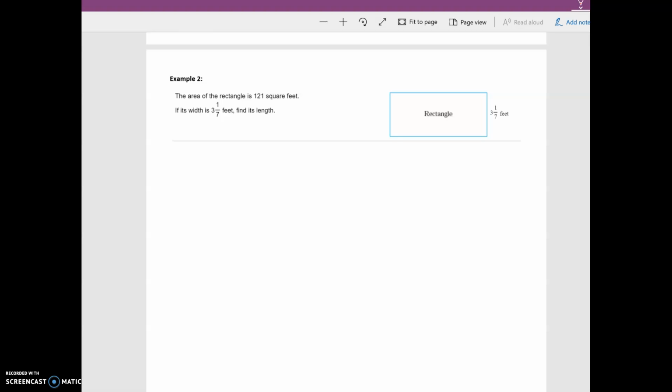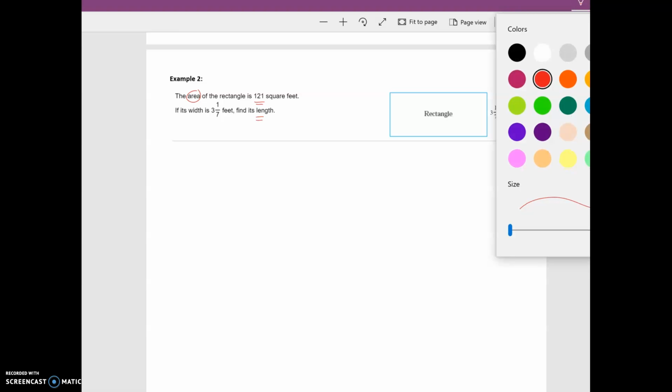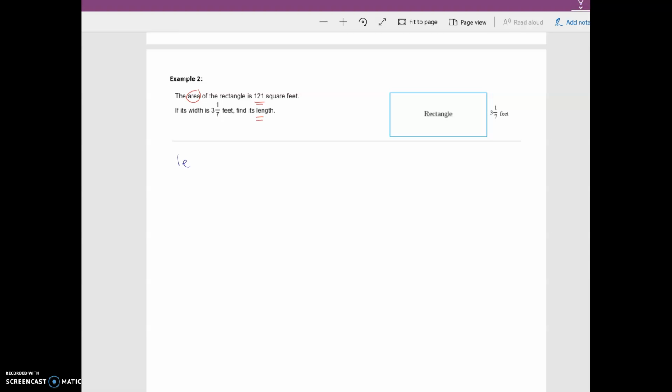Hello class, let's take a look at another application. So in this case, we're given the following information. You're given that the area is equal to 121 square feet, and they give us the width. They want us to find the length. So as you declare the variable, you would simply say let, and you can use any variable to declare it. In this case, let me use x is equal to the length.